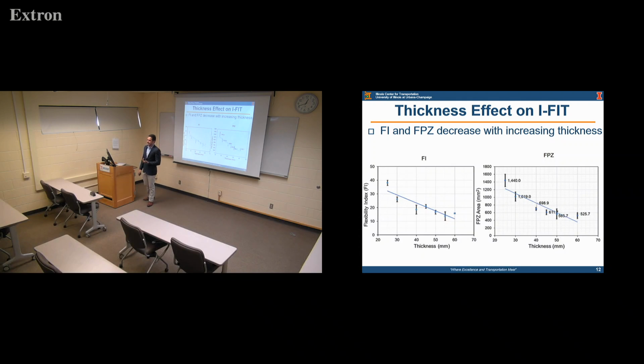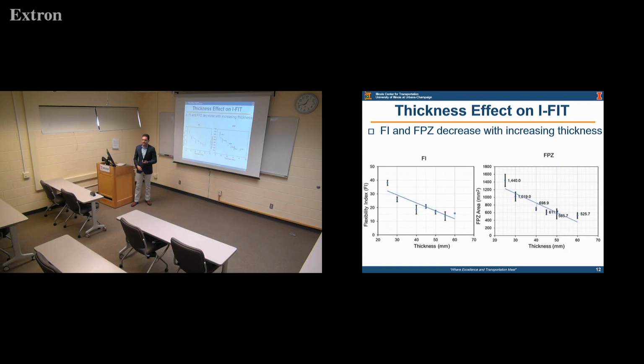The first one is the thickness, how the thickness affected the iFit results. I want to just clarify that in this case, we have the same mix. So all the things that we are seeing are not related to the mix. These are specimen and configuration effects. The first thing is the thickness. We saw that when I increase the thickness, the flexibility index decreases. And this decrease was because the same thing happened with the fracture processing. The fracture processing decreases at the same time.